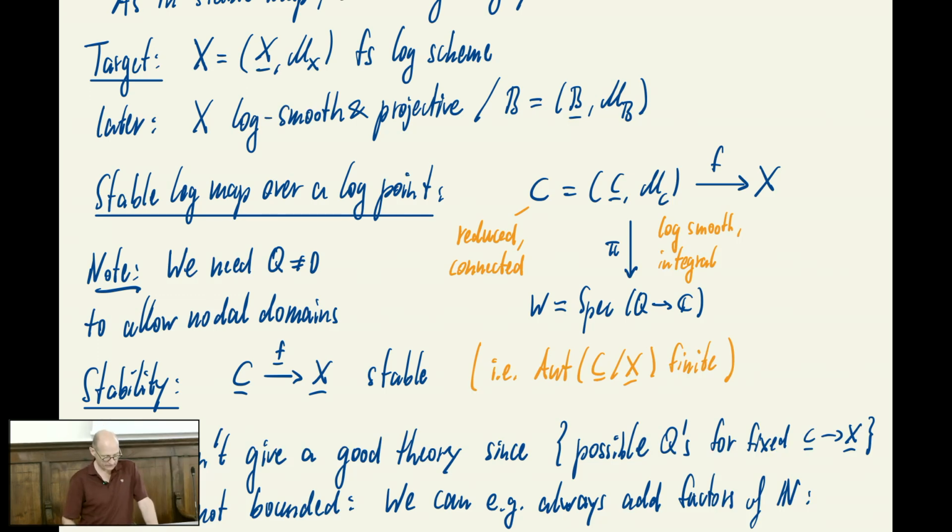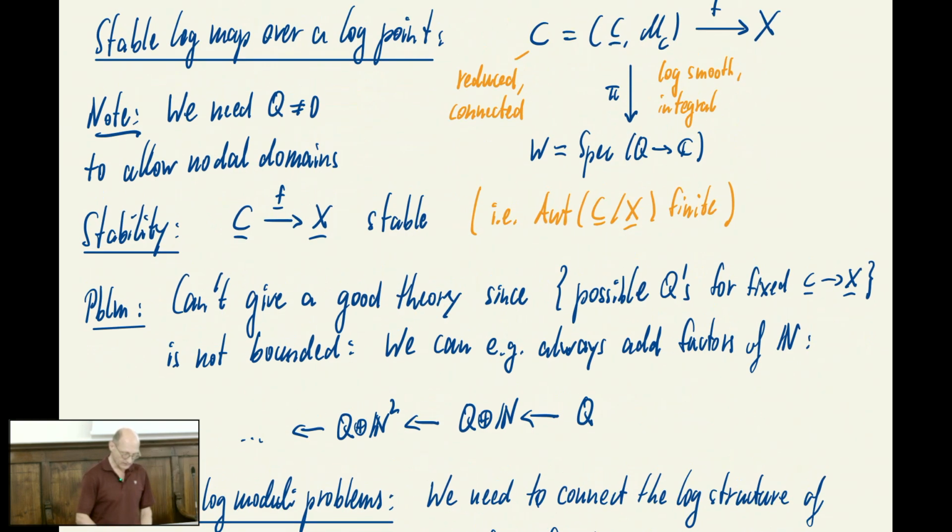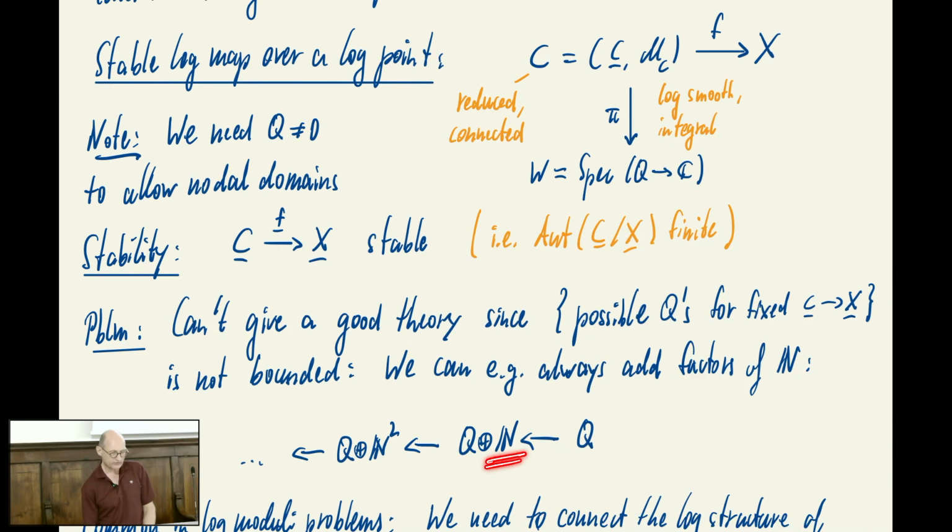And the problem is that this Q here is arbitrary. And you can always change Q by putting on additional factors that are kind of dummy, and they don't do anything. You just base change. So they're base changes, right? A base change means you go in the other direction. So you can embed Q in Q direct sum N in some way, and keep going and increase this factor. So there's no boundedness. If you have one stable log map, you would get infinitely many. They have the same genus, they have the same degree. That can't give any finite type moduli space that you need to do intersection theory, okay?